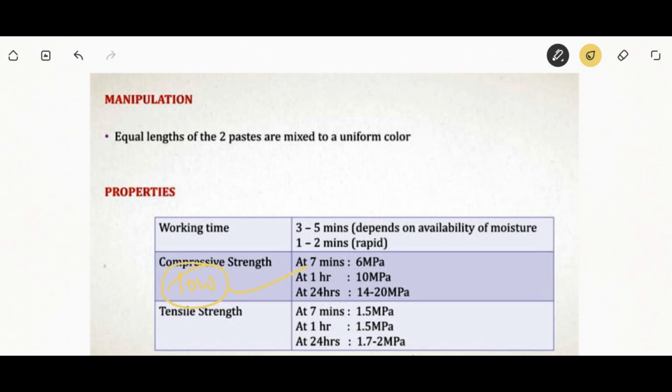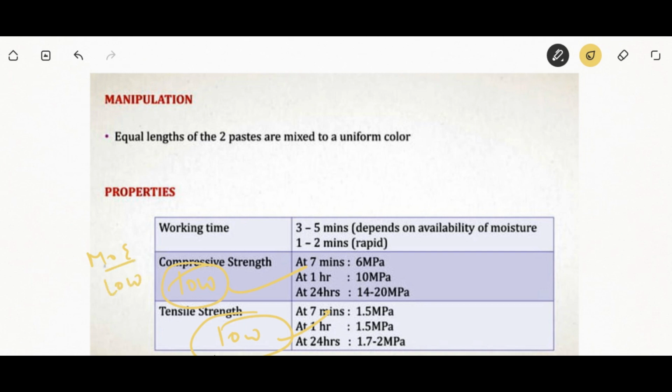Properties: the calcium hydroxide has poor mechanical properties. However, they are better than the zinc oxide eugenol cement. So it has a low compressive strength with low modulus of elasticity. If used in sufficient thick layers, they will provide thermal insulation. The solubility in water is high.